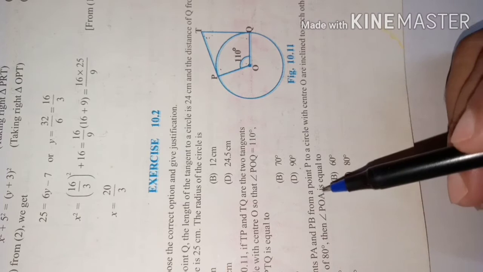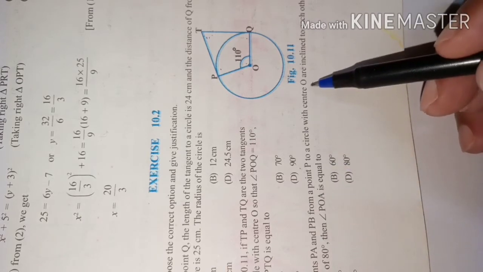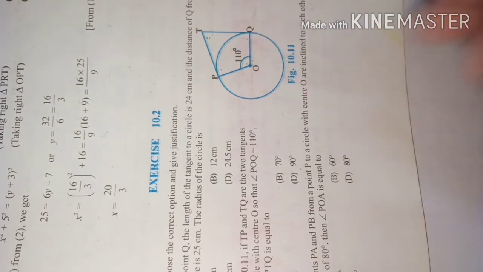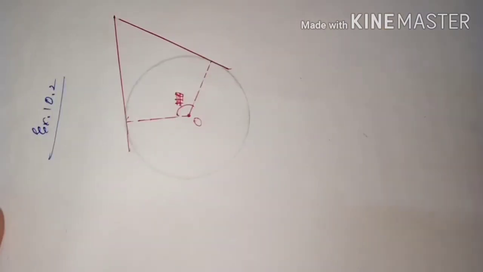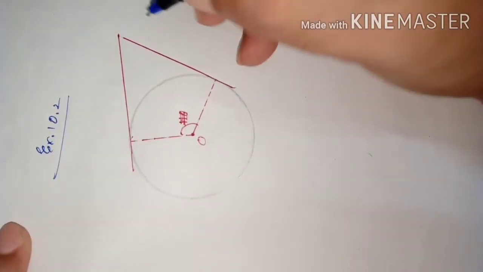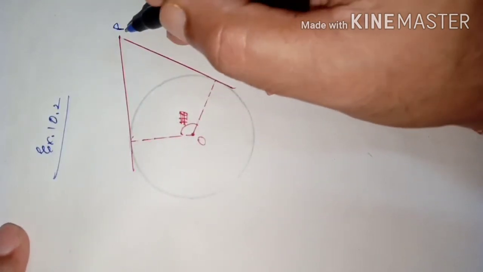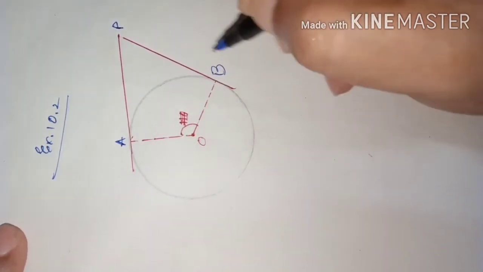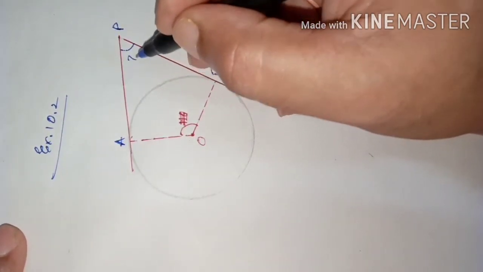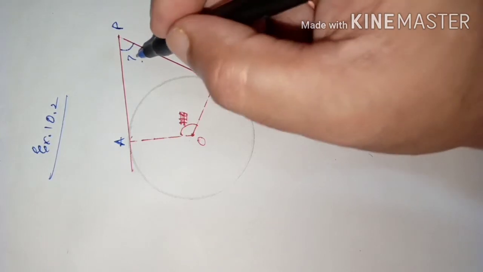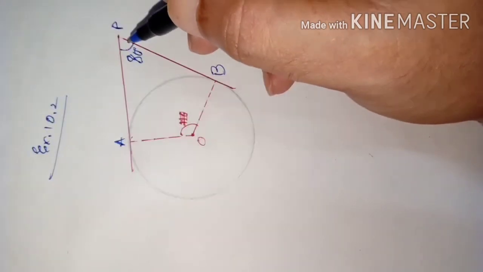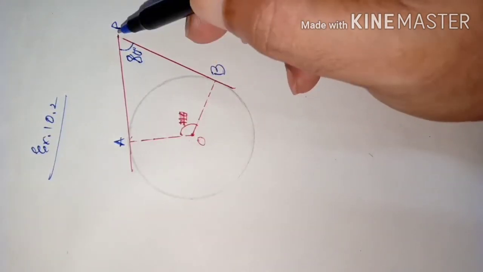If tangents PA and PB from a point P to a circle with center O are inclined to each other at an angle of 80 degree, just a similar situation. Just I am drawing this figure, just you see. So this is the diagram, students. This is external point P, this is PA and this is PB. They are inclined to each other at an angle. You are asked, this angle is given 80 degree. Okay, inclined to each other at an angle of 80 degree. Then what is the measure of angle POA?